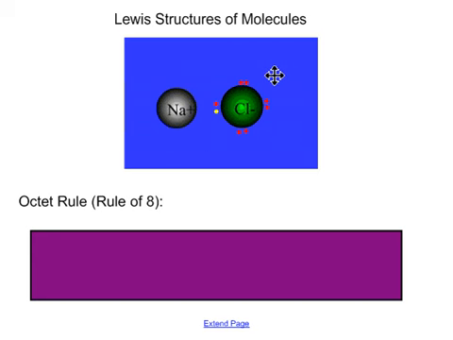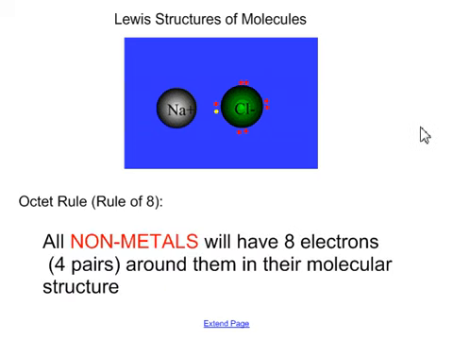So when we're done with our structure, we use what's called the rule of 8. Basically, we're going to count electrons all the way around non-metals specifically. The octet rule for Lewis structures is that all non-metals will have 8 electrons, 4 pairs, around them in their molecular structure. Metals, on the other hand, will have 2 or 4 or potentially 6, but they can really have any number. It's really the non-metals that we use this rule of 8 for, because non-metals tend to try to steal electrons and metals try to get rid of them.